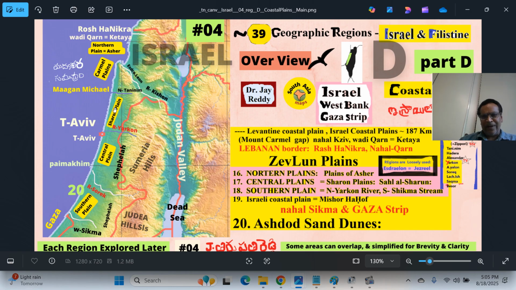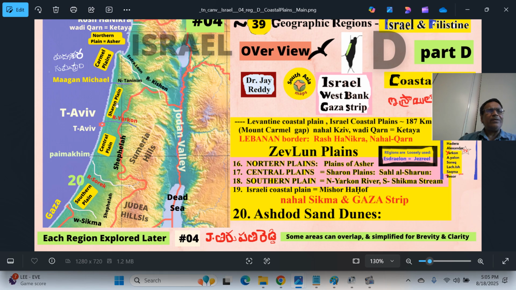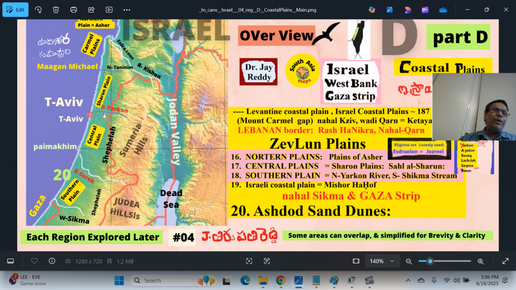Remember the premier of Israel, Ariel Sharon, yeah. South of Tel Aviv, remember the landmarks here: I am showing you the Shikma River here, the Gaza Strip here, the Sorek River here, the Yarkon River here, the Taninim River here, and the Ketaya River here at the top, at the Lebanese border. These are the prominent landmarks I have taken, so you can keep them in mind. Between the Yarkon and Carmel, this is the Sharon Plains.